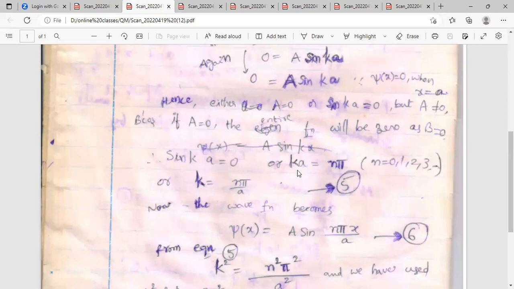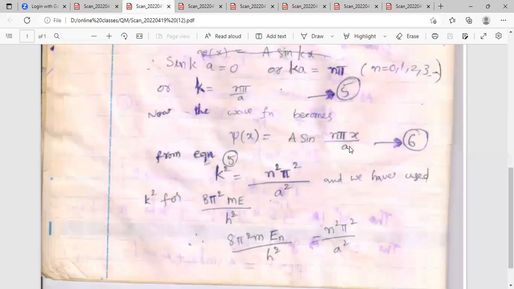Sin pi is equal to 0, right? So ka can be n pi. N can take values like 0, 1, 2, 3 and so on. k is equal to n pi by a. Now the wave function becomes psi of x is equal to a sin kx, right? k means n pi by a, so sin n pi by a x.